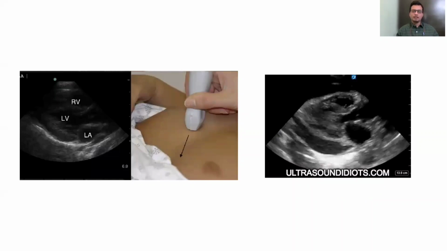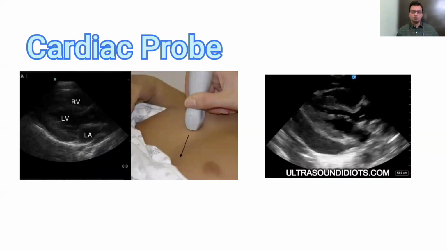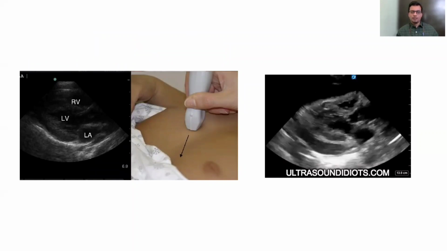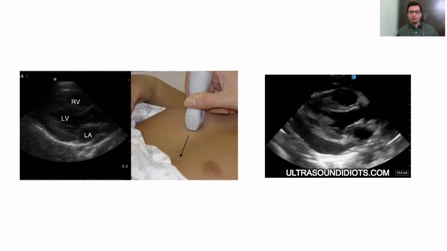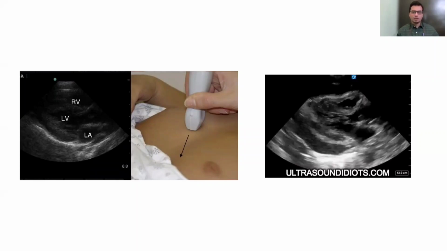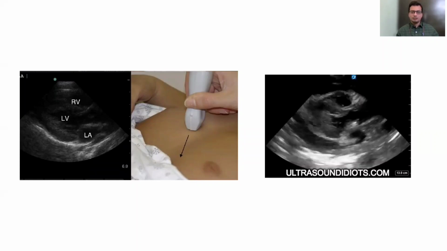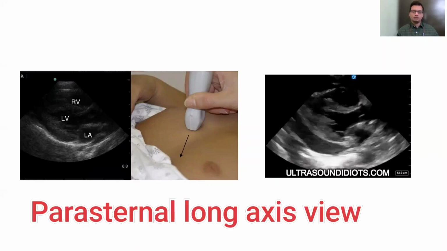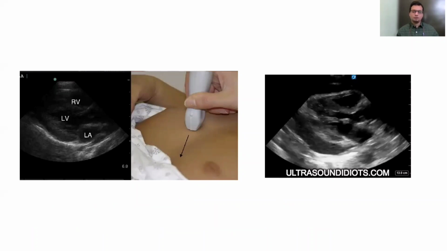To find cardiac tamponade in emergency settings, the probe which we use is the cardiac probe. The probe is first placed at the left parasternal window with the transducer index mark pointed towards the patient's right shoulder in the 10 o'clock position at the third or fourth intercostal space, and the view is often called the parasternal long axis view of the heart.